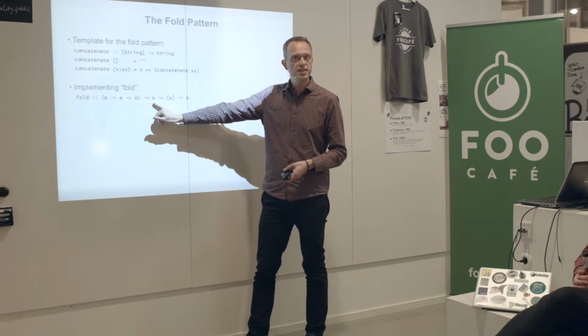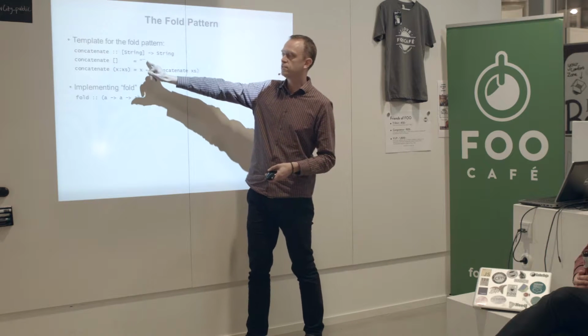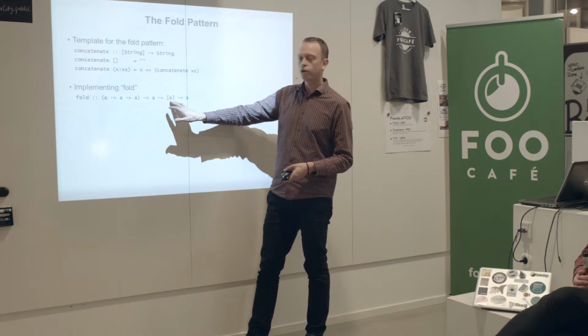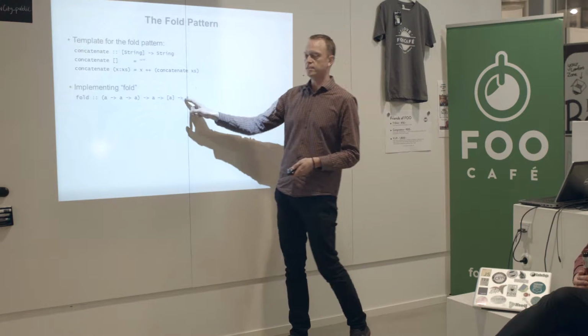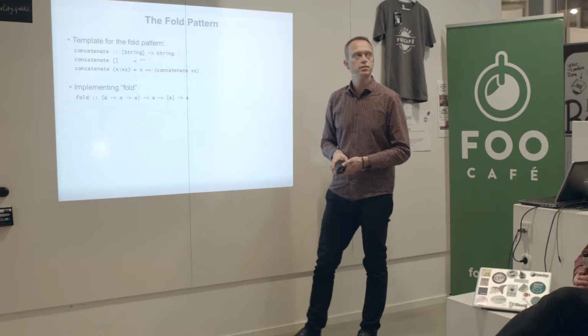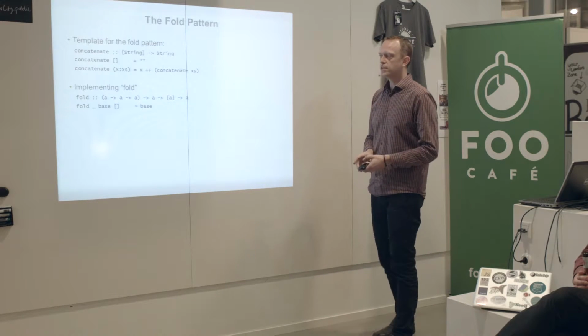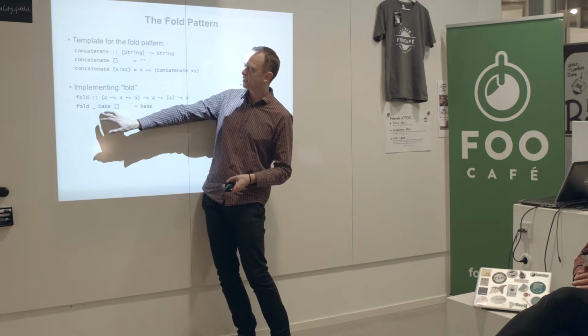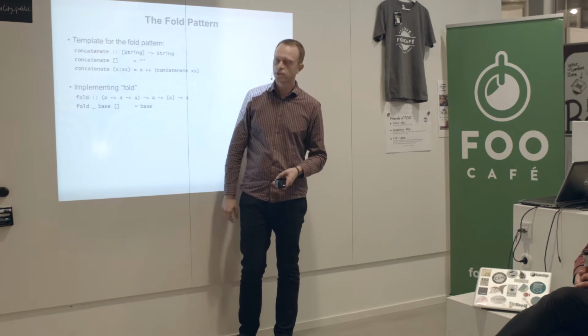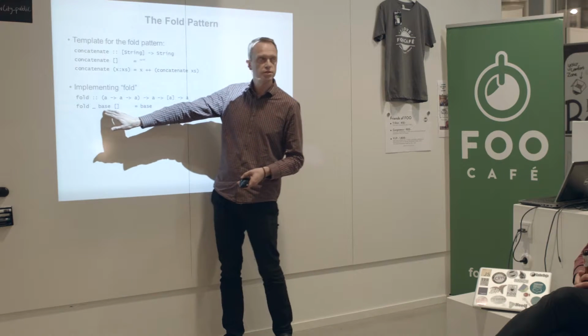Second argument is a base case. That's this one in this case. The third argument is a list of values. What we end up with is this folding of the whole list. And if we implement this, we can sort of use the pattern we see up here as well. The only difference is that this here will become an argument. So we have three arguments here now.